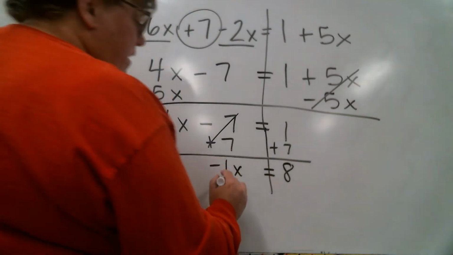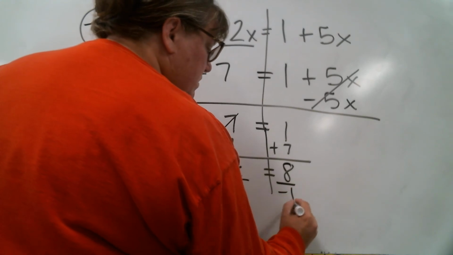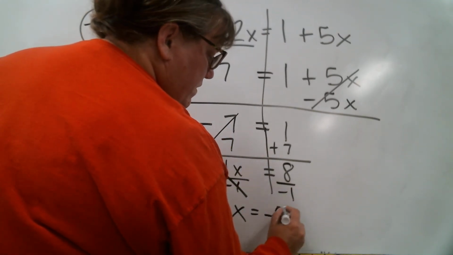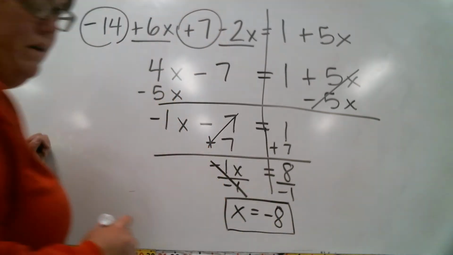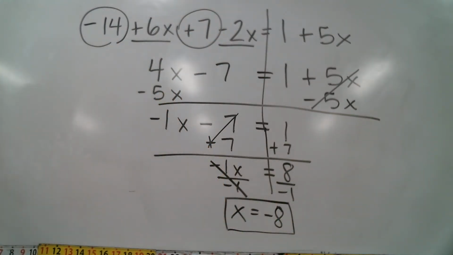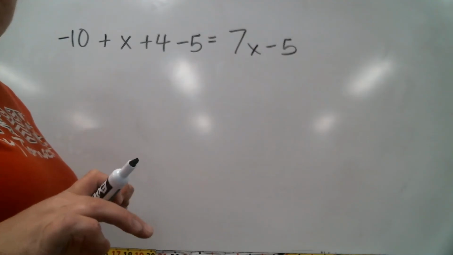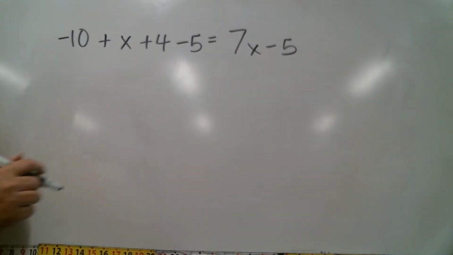And then I've got to divide off this negative 1. So x equals negative 8. 8 divided by negative 1 is negative 8. Okay, let's do one more together. Okay, go ahead and write this down.